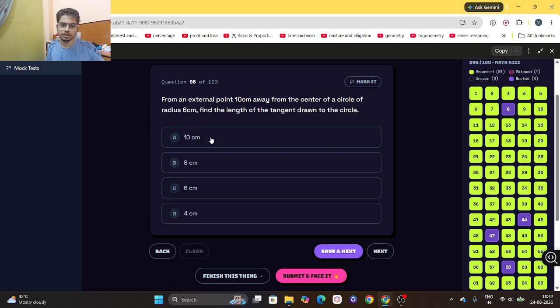From a point 10 centimeter away from the center of a circle of radius 6 centimeter, find the length of the tangent drawn to the circle. The radius is 6 centimeter. So this is A, B, C. AB square plus BC square is equal to 10 square. AB square is equal to 64, so AB is 8.